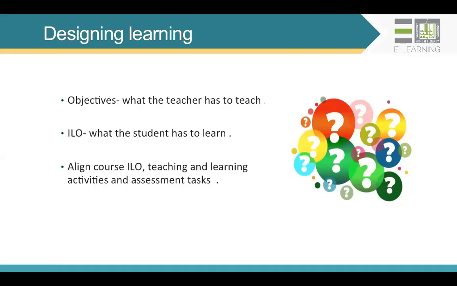Okay, so let me give you an example of an objective and an intended learning outcome. An example of an objective is, let's say, to discuss the management of pain and treatment of acute flares in rheumatoid arthritis. So this is what you will teach. So this is an objective.